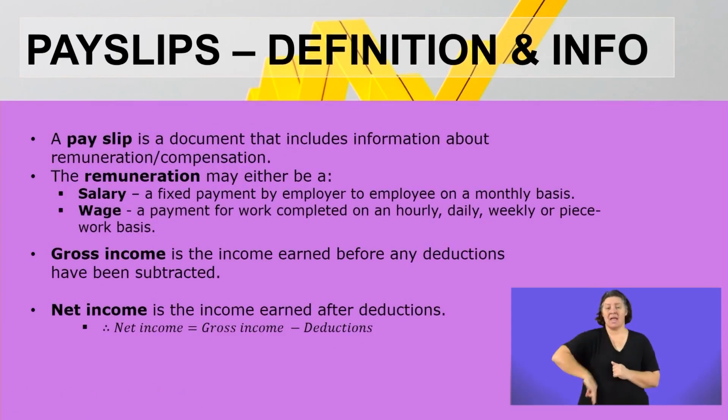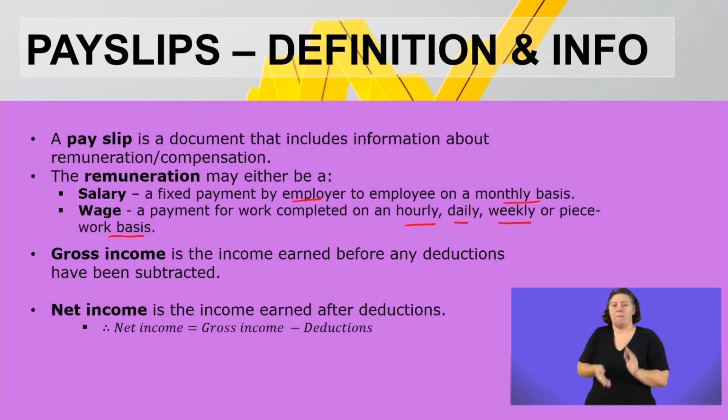So here I'm saying a payslip is a document that includes information about remuneration or compensation. That may either be a salary, remember salary, that will be on a monthly basis, paid by the employer to the employee, or it can be a wage, that's a payment for work completed on an hourly, daily, weekly, or piece work basis. Then important as well, gross income is the income earned before any deductions have been subtracted. And lastly, your net income is your income earned after deductions. We normally refer to this as your take-home salary as well.